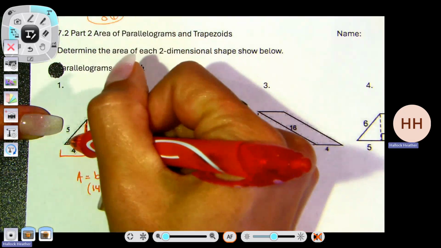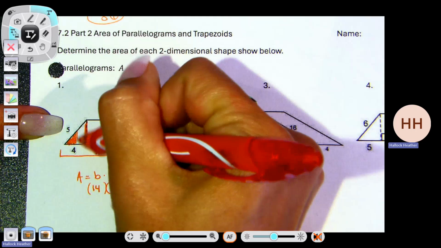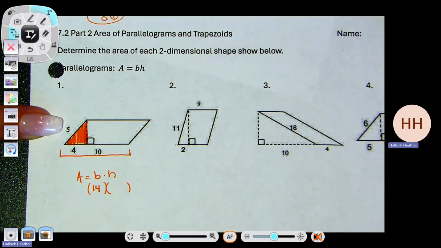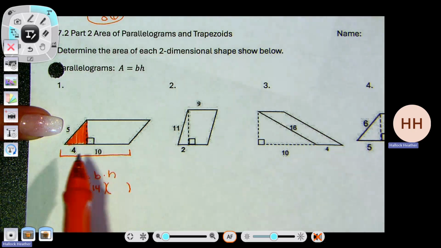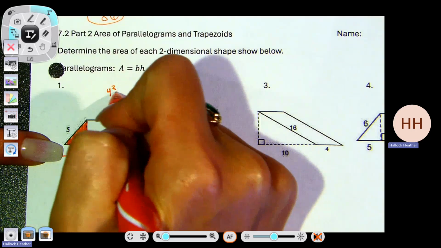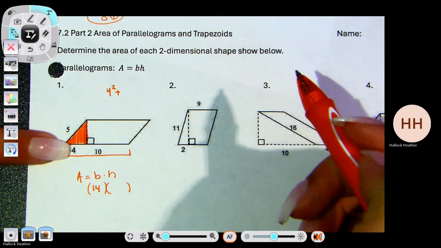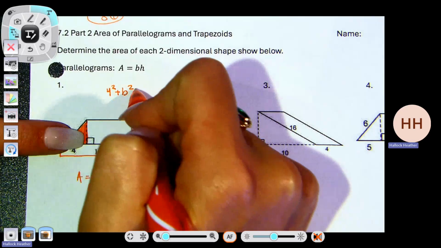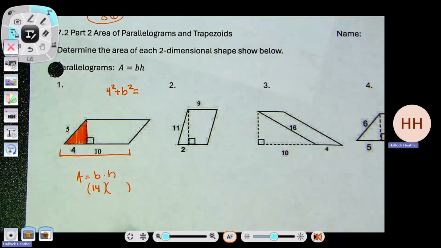Pythagorean theorem. So this is why geometry is now involved with this, because we are going to do the Pythagorean theorem to find the vertical height of the parallelogram. So if that's my right triangle, I'm going to say 4 is A. So I have 4 squared plus B squared, because I don't know it. And then how much is the hypotenuse?